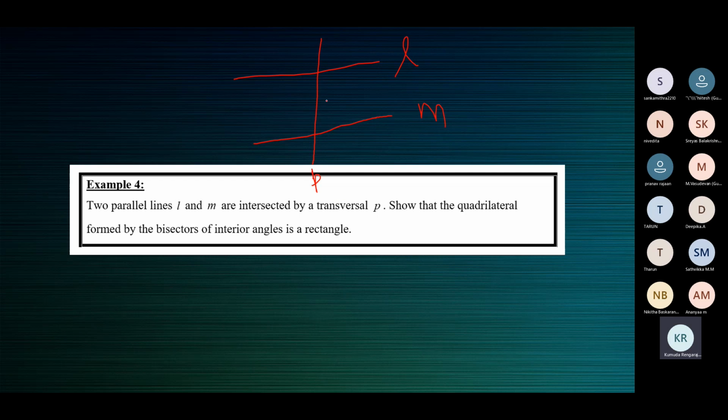So the lines are parallel, given to us. L and M are not simply two lines. L and M are parallel lines and they're intersected by a transversal P.